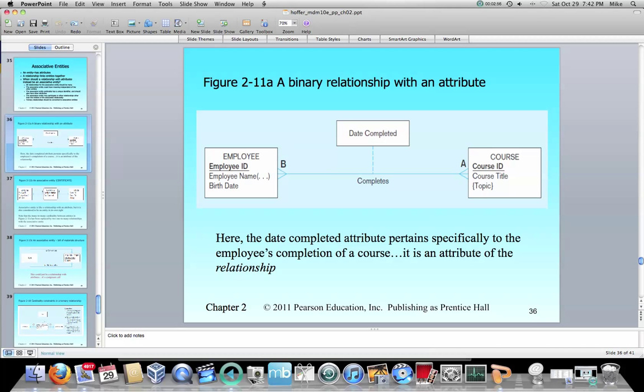So here we've got a binary relationship, and the binary relationship is named completes. So we've got employees complete courses, and courses are completed by employees. The completes relationship has an attribute called date completed, and as you can see, the relationship between employee and course is many, and course to employee is many, so we have a many-to-many relationship.